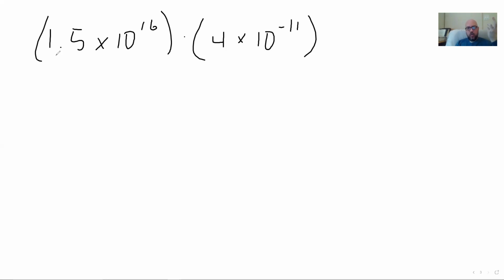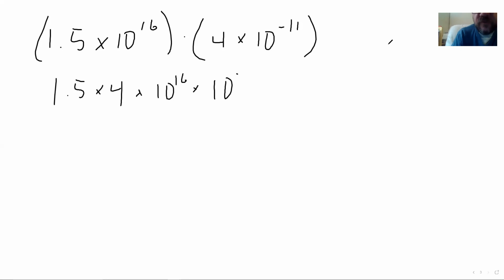This would be 1, 5 followed by 15 zeros. That's not a number I want to deal with. Similarly, this would be 0.00011 times 4. I don't want to deal with that either. What's much easier to do is to rearrange this in the following way. I can do 1.5 times 4 times 10 to the 16th times 10 to the minus 11.